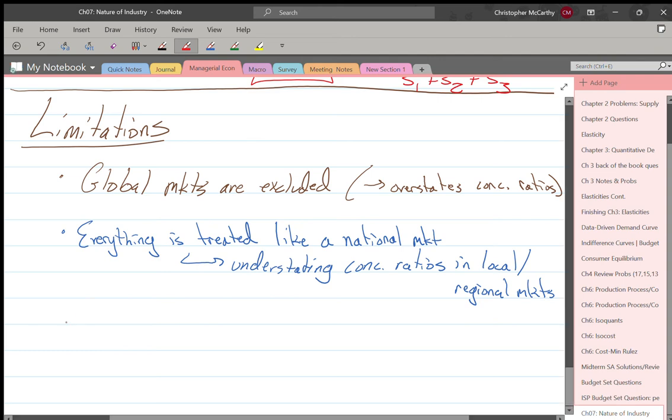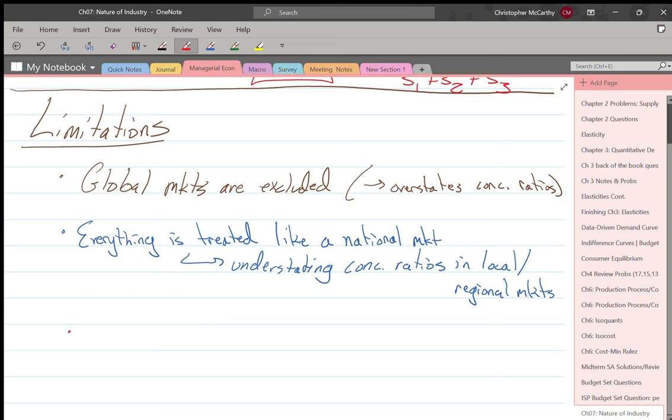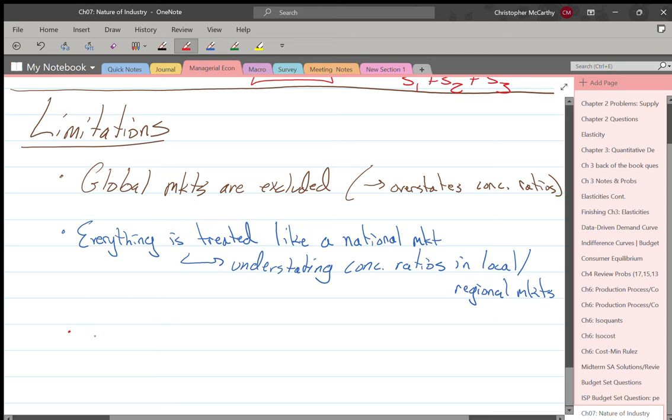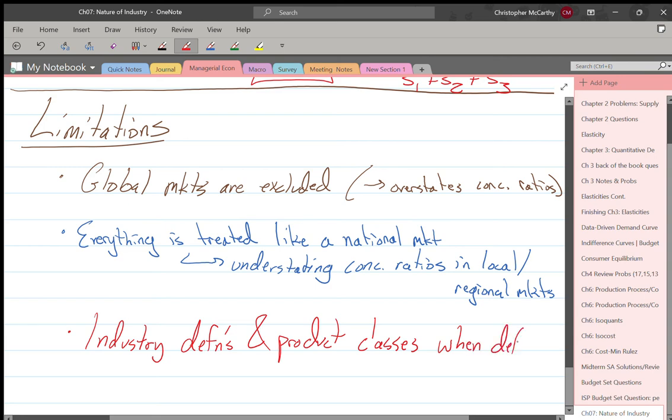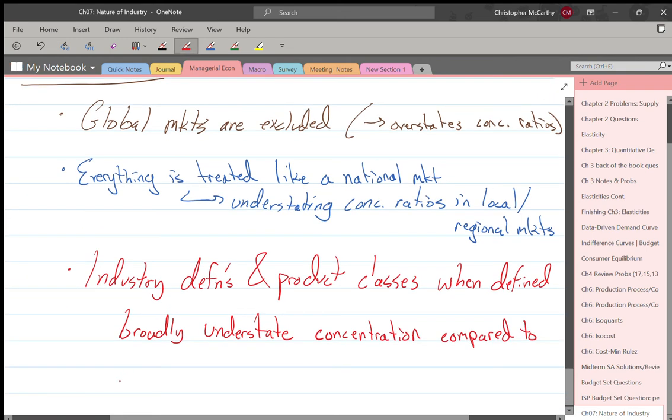And then, just like with elasticity, where we found that the narrower something is, the greater the elasticity is, the greater the response that consumers are going to have. Different industry definitions and product classes, when defined broadly, understate concentration compared to more narrowly defined product classes.